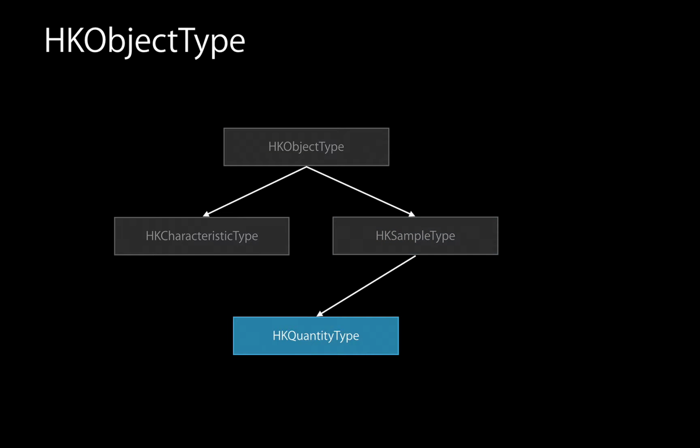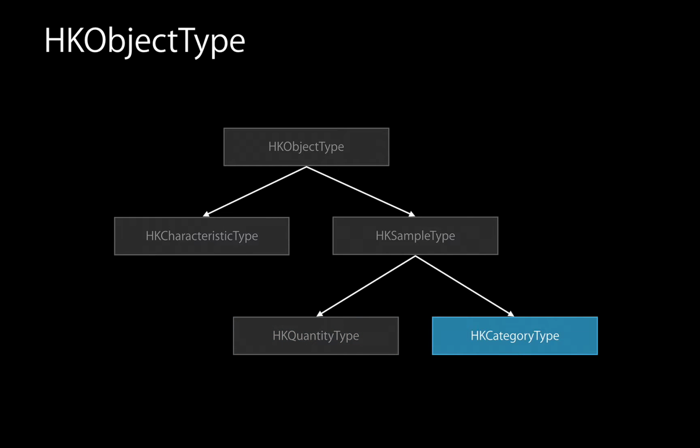One kind of sample type is HK quantity type. These are the kinds of data that can be represented by an HK quantity. They're by far the most common kinds of data in HealthKit and represent everything from blood pressure to potassium to the number of steps you've taken.